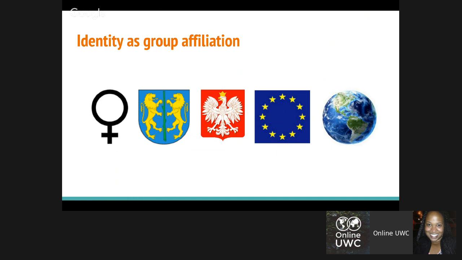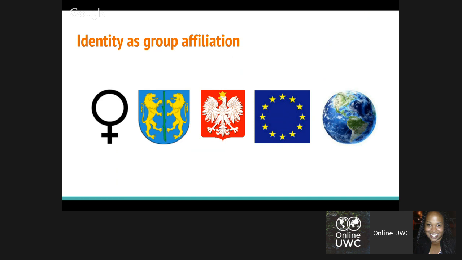Sometimes it gets more complicated. Some of them get more complicated than others, but let's just go through it. First of all, it's just a list of symbols, and you all probably know at least two or three of them. But the first symbol that we show is the fact that I'm a woman, so that's one element of my gender identity. The other one is a symbol of my city in Poland.